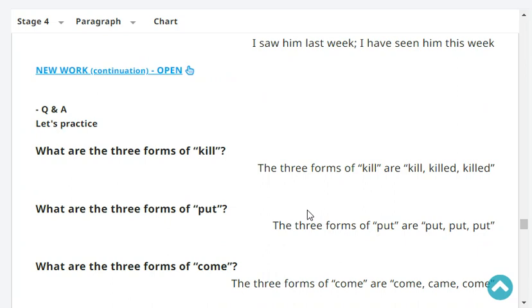What are the three forms of kill? The three forms of kill are killed, killed, killed. Very good. What are the three forms of put? The three forms of put are put, put, put.